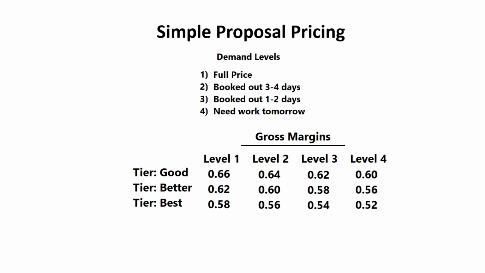Currently, the contractor is moderately busy and has jobs booked out for 4 days. You can have as many demand levels as you wish, and you can name them however you want to. If you don't want to use different demand levels or tiers, simply use just one demand level and one tier. Alternatively, you could make all the margins the same for all tiers and levels.